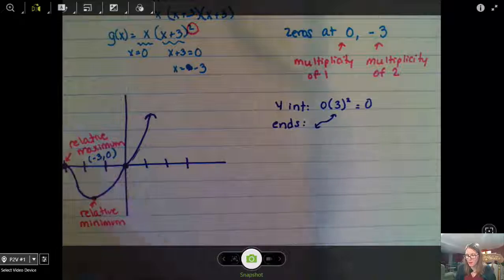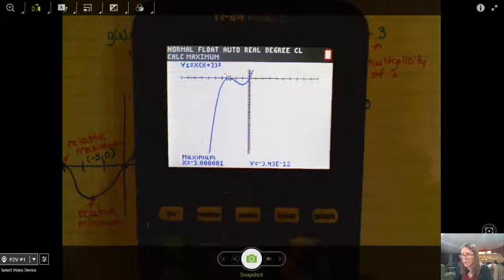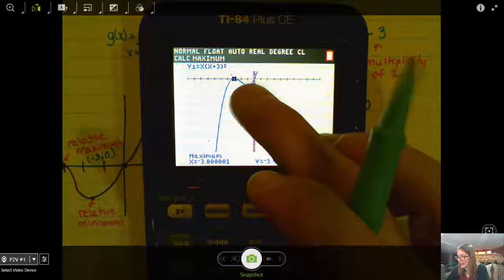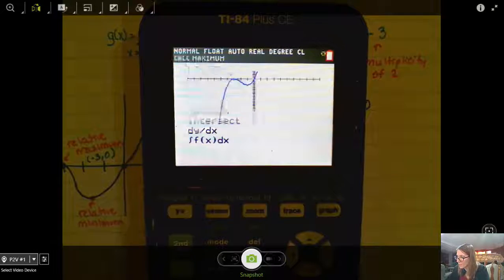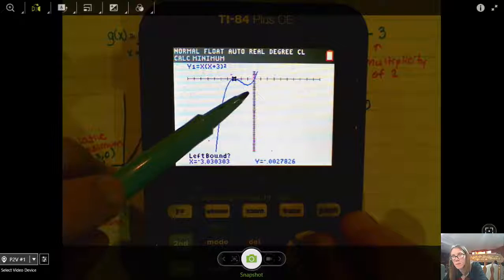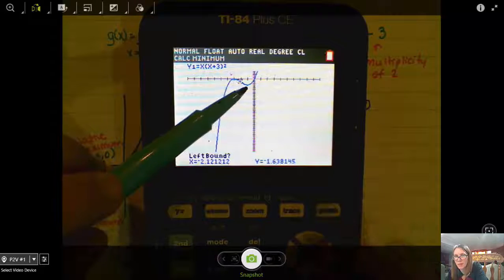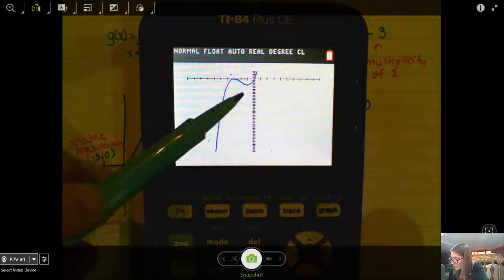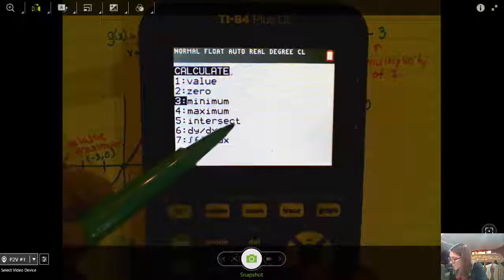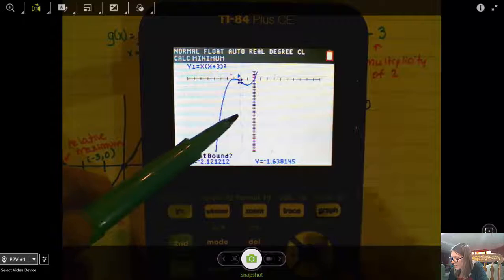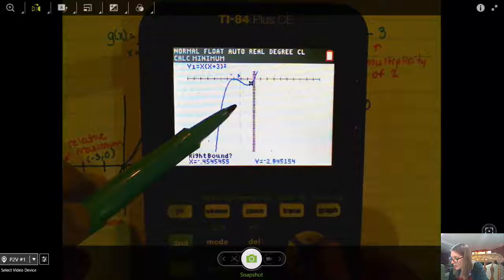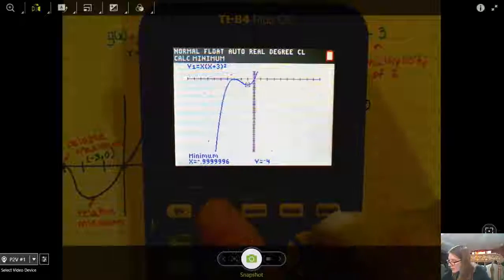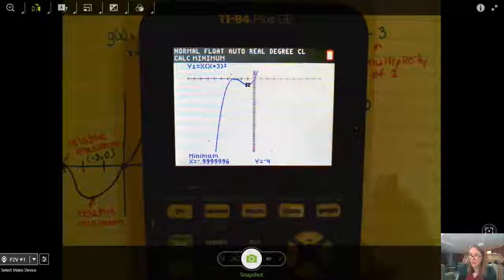And then my relative minimum here, since it is a minimum point here, I'm going to go to second calc, minimum. Left bound, I just need to be on the left side somewhere, which I am. Hit enter. Right bound, need to be on the right side somewhere, hit enter. This is really -1, -4.